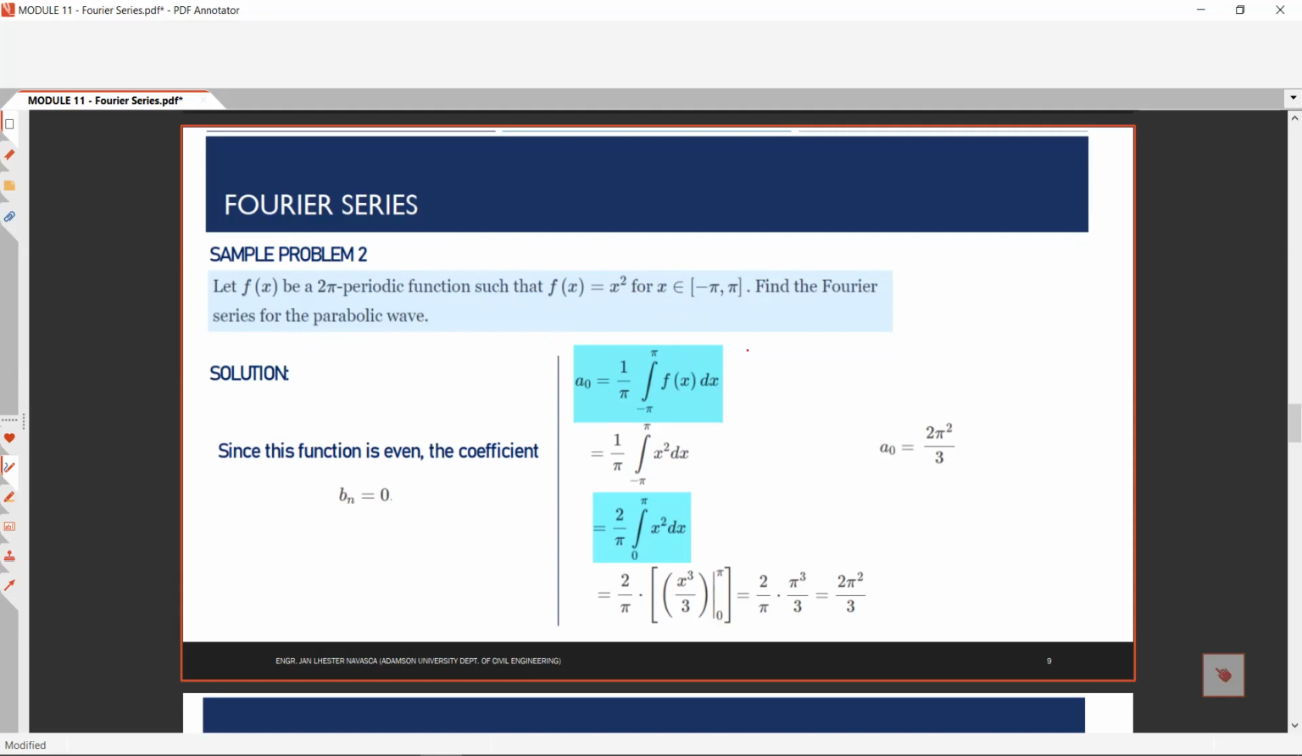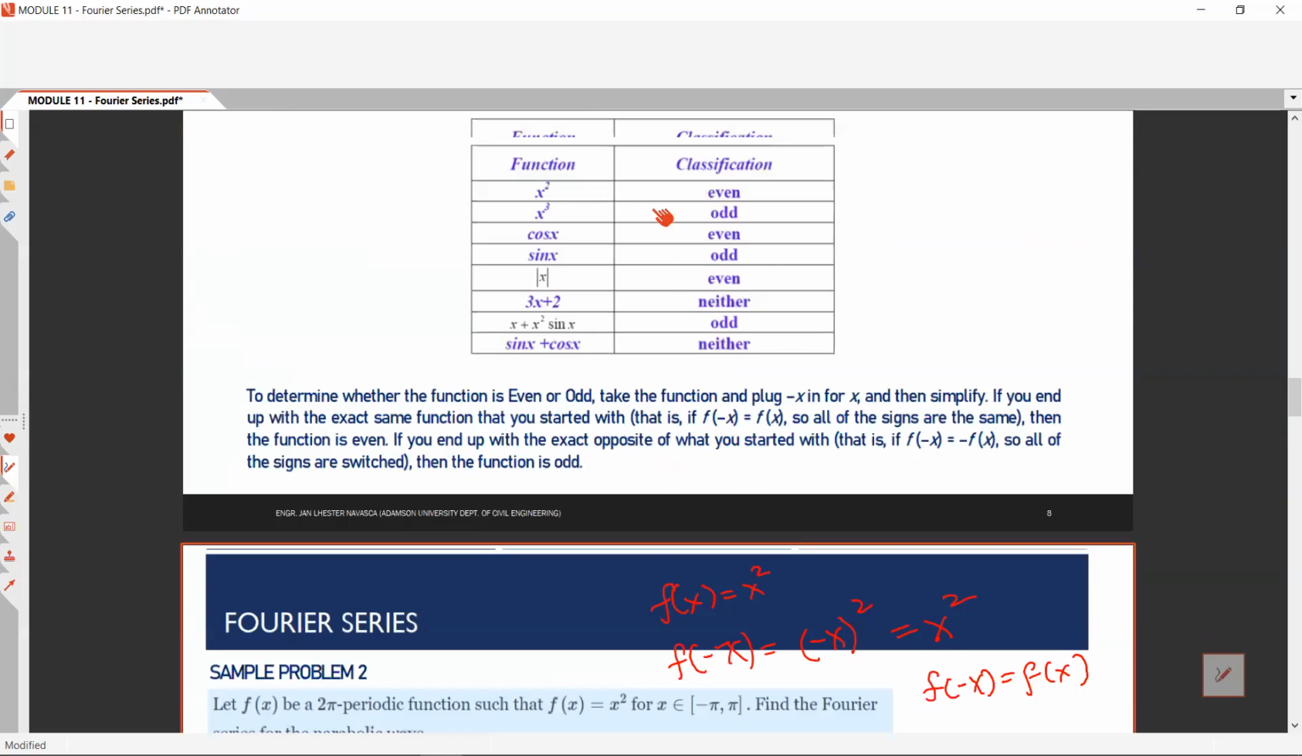So you just need to plug in f of negative x. Ito yung f of x natin. Plug in mo yung f of negative x. That is equivalent to negative x squared, which is exactly x squared. So therefore, f of negative x is equal to what you started with, f of x. So therefore, x squared is an even function. Okay, so going back to the even function, this one.